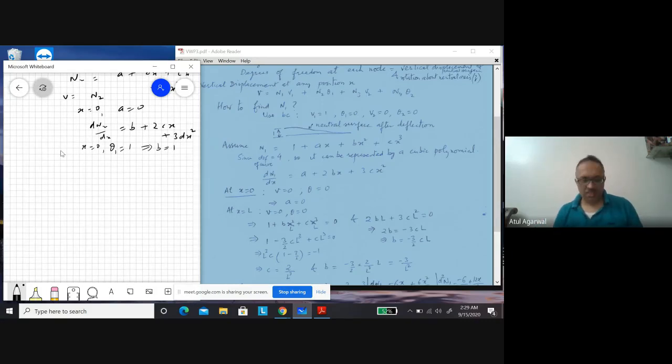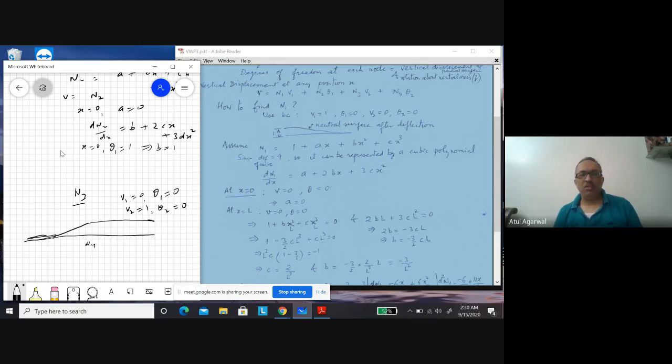Now what is N3? For N3, we have v1 equal to 0, theta 1 equal to 0, v2 equal to 1, theta 2 equal to 0. How will it look? So this is the way N3 will look.